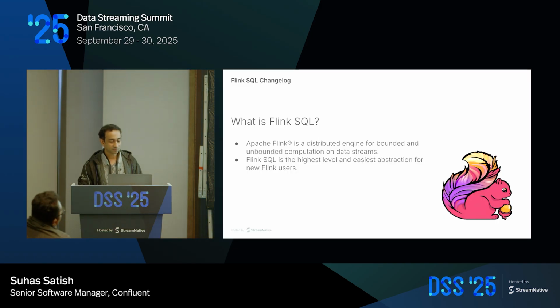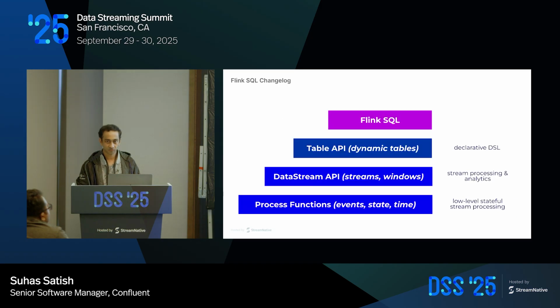So what is Flink SQL? It's a distributed engine for bounded and unbounded computation on data streams. You probably all are using Flink already. And Flink SQL has several layers of abstraction. The SQL layer is the highest level, and under the hood it also offers a table API, which is a programmatic API with declarative DSL capabilities from languages like Java and Python.